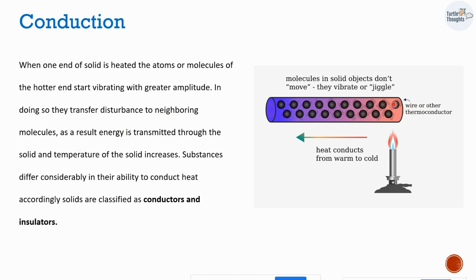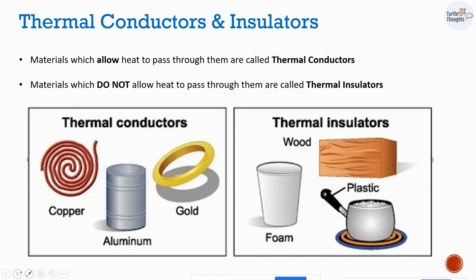So if the first molecule gets heated up or is vibrating, that is going to disturb the second molecule. Consequently, the second molecule is going to disturb the third and the chain is going to continue. As a result, the energy is transmitted through the solid and the temperature of the solid increases. Substances differ considerably in their ability to conduct heat. Accordingly, solids are classified as conductors and insulators.